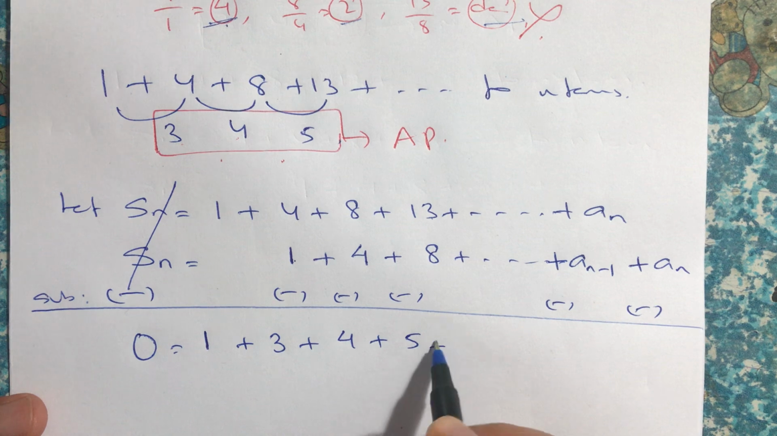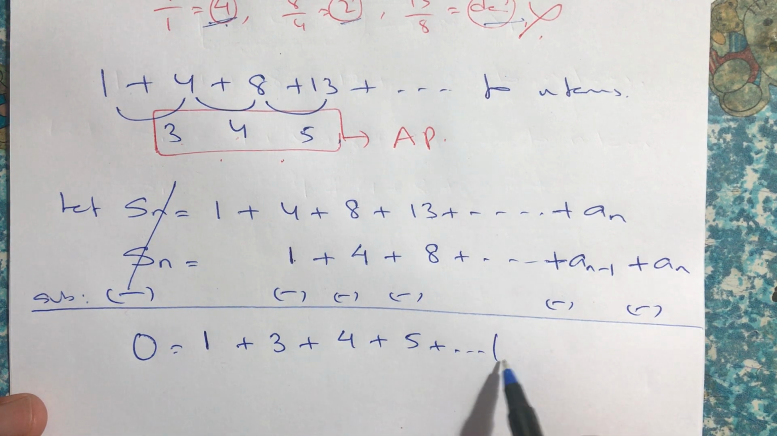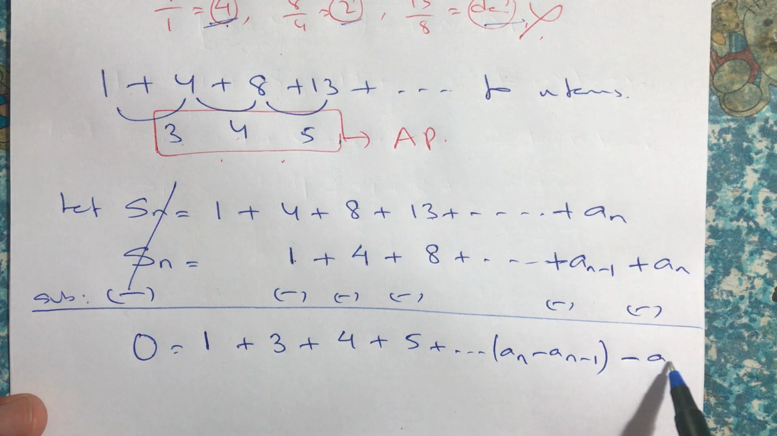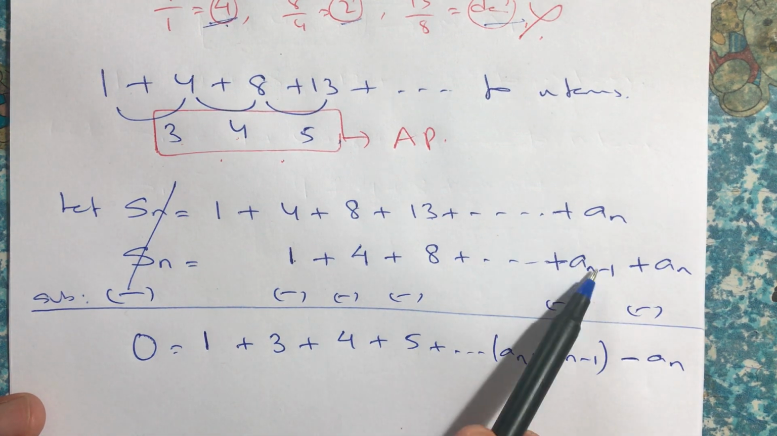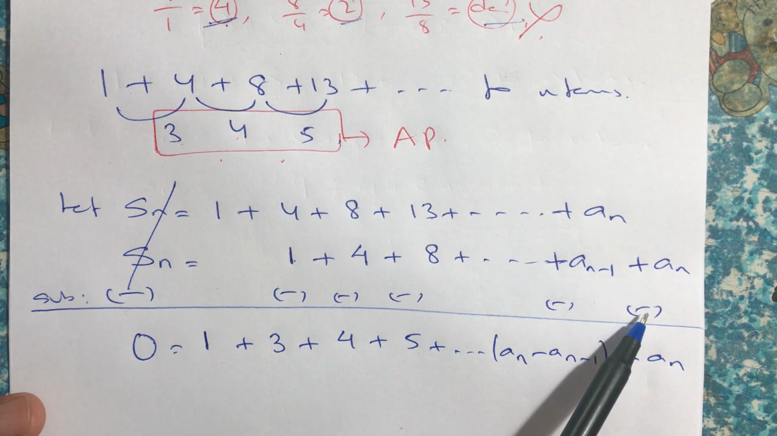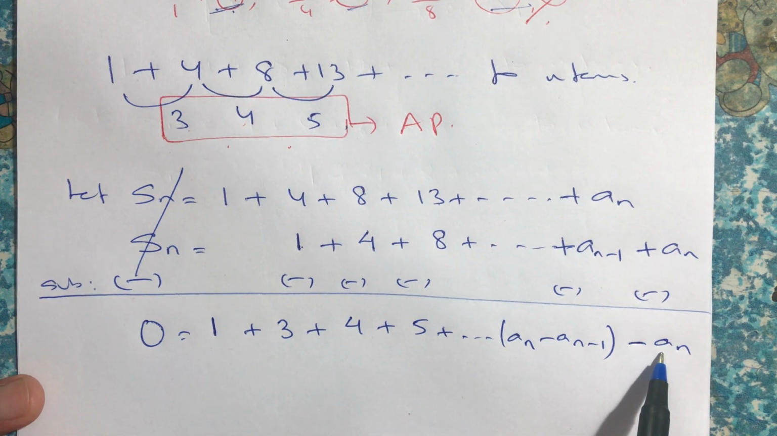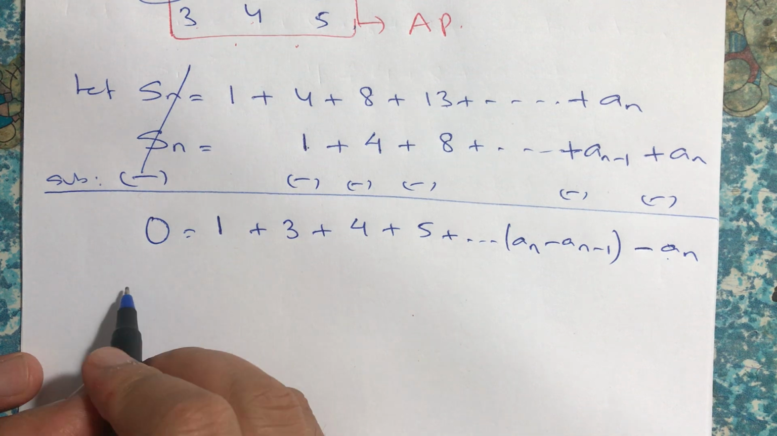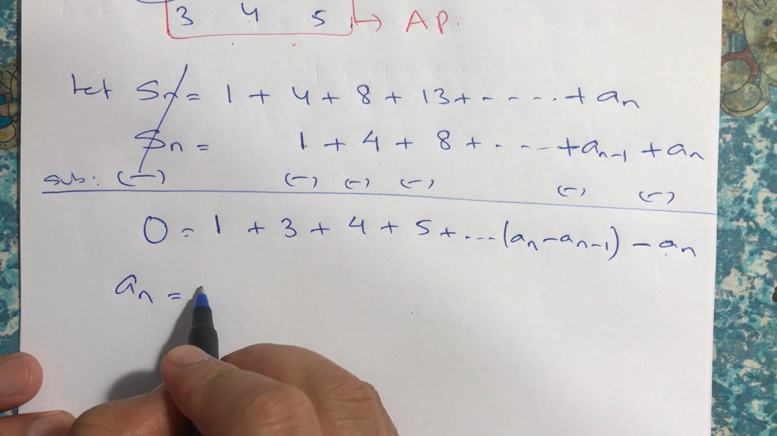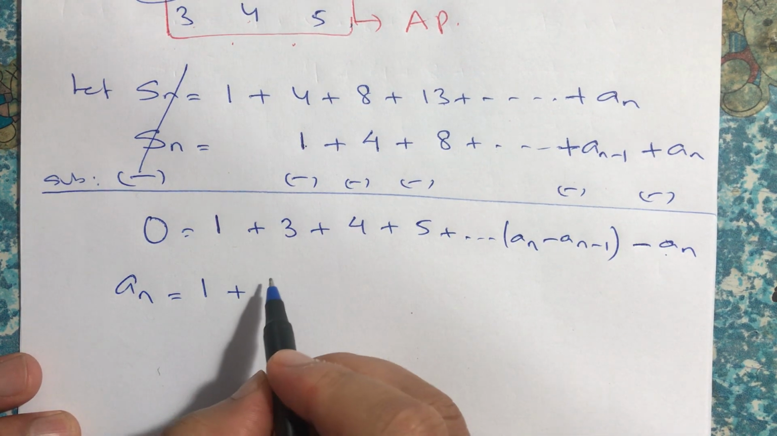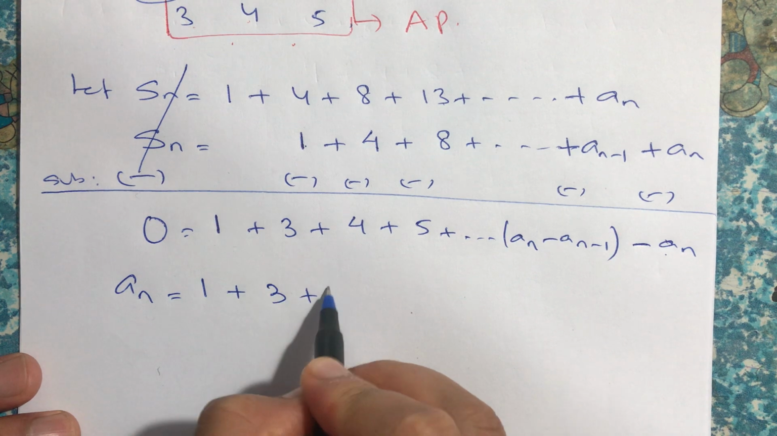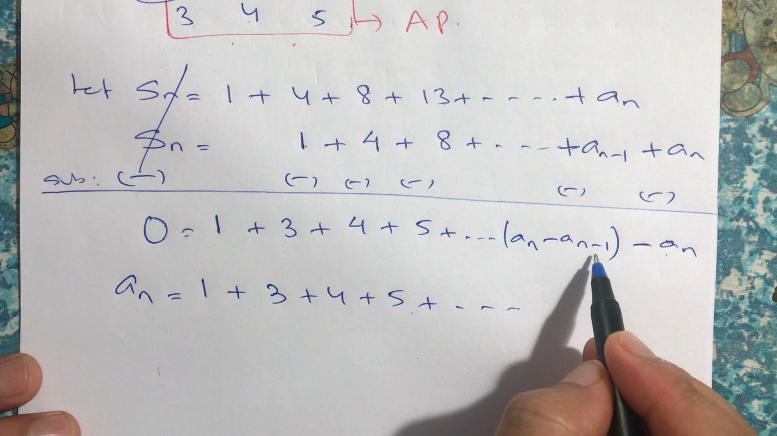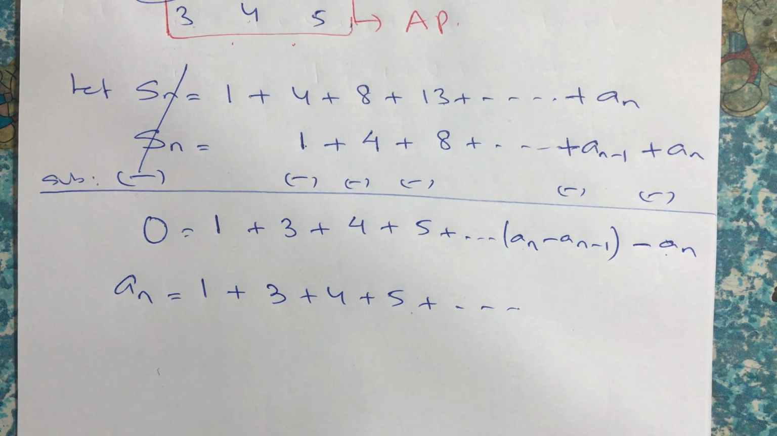13 minus 8 is 5, plus dot dot dot, and then this becomes an minus 1, and then this becomes an. So this is an minus 1, and this plus has changed into minus this way. Now this minus an is what we bring to this side. That's always the trick. So this an will come this side, become a positive an, and then we have 1 plus 3 plus 4 plus 5 plus this. So what is the meaning of an minus an minus 1?